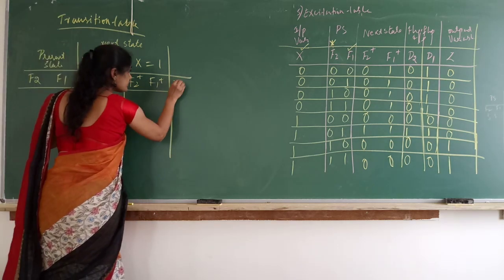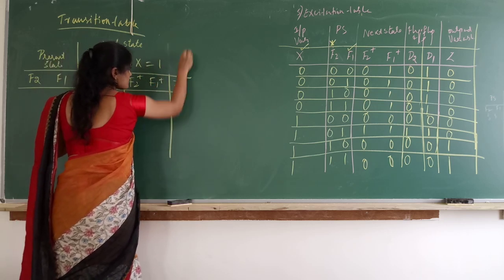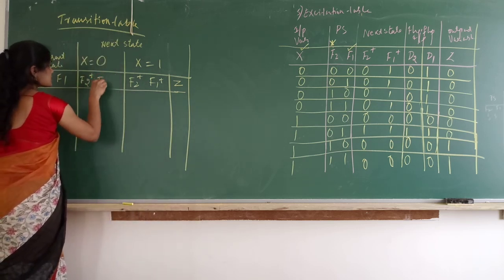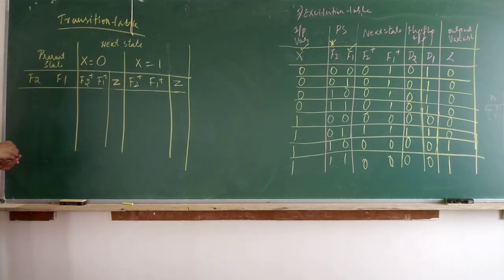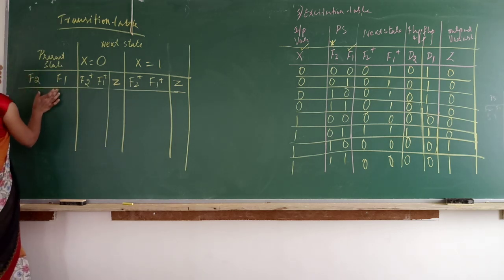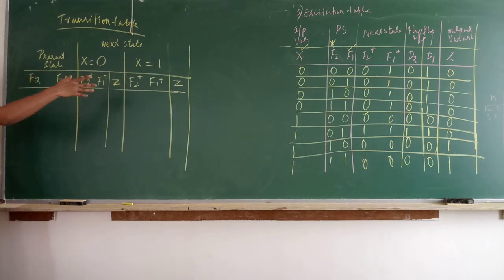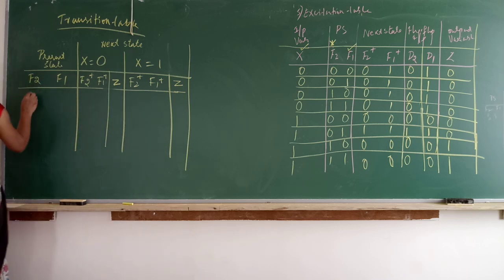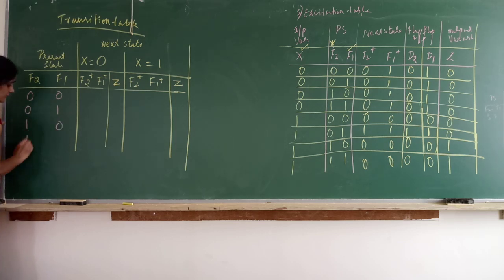Same excitation table, for that the transition table will be written like this. We will also write the value of Z here only. So when X is 0, what is the next state and what is Z? When X is 1, what is the next state and what is Z? So this is how a transition table will be written, which clearly gives us an idea: if the present state is this, if input is 0, what is the next state, what is Z? It is just that the excitation table will be written like this, that's all. So now, the present state can be 0,0, 0,1, 1,0, 1,1.